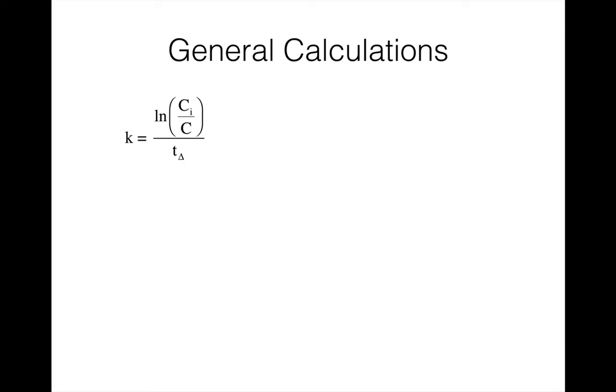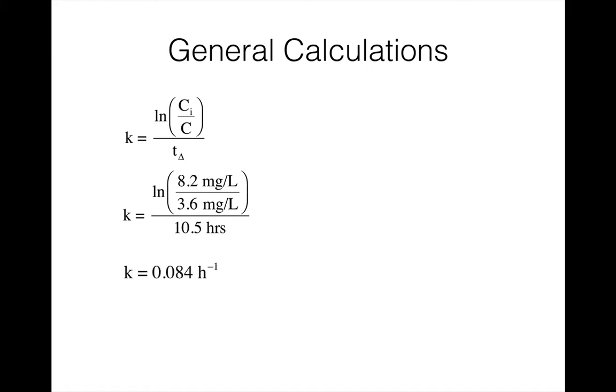Again, K equals the natural log of Ci over C divided by time change, and our values were 8.2 milligrams per liter for the peak and 3.6 milligrams per liter for the trough, and the time between those two would be 10.5 hours. Remember, the actual time between the two was 1.5 hours, but they were drawn in different intervals. This gives us a K of 0.084 hours to the minus 1, and half-life is 0.693 divided by K, with a final half-life of 8.27 hours.